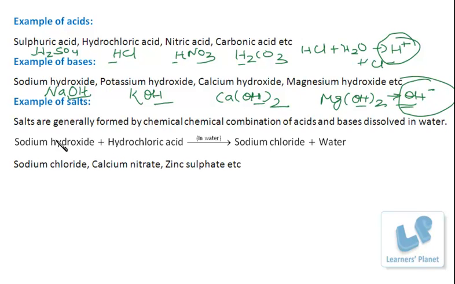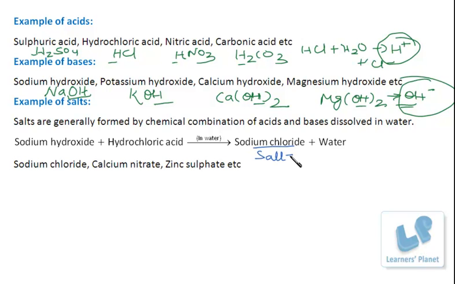Now salts. Salts are generally formed by chemical combination of acids and bases dissolved in water. See, sodium hydroxide plus hydrochloric acid in water will give sodium chloride, which is a salt, and water. So students, compounds are formed by the combination of elements in a definite proportion by mass.